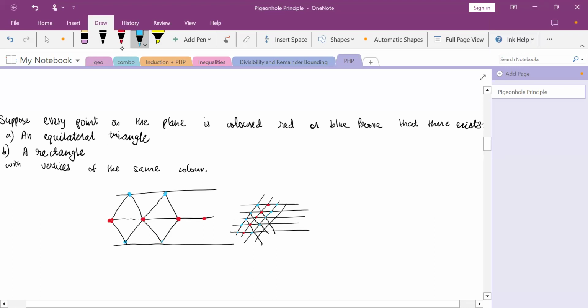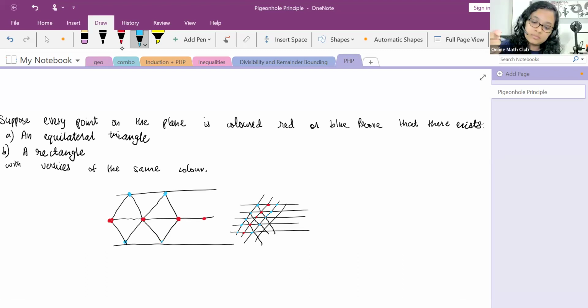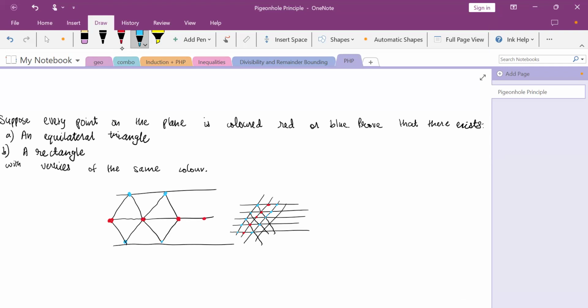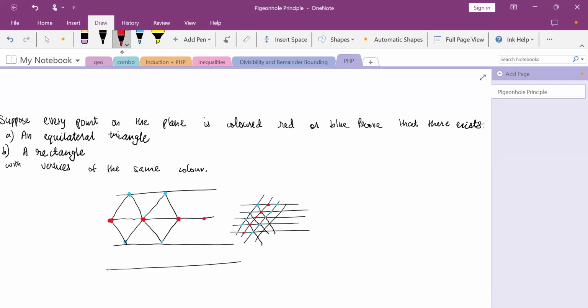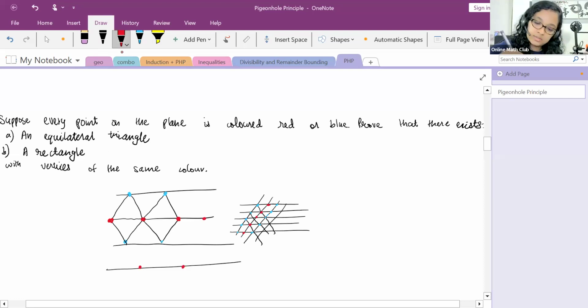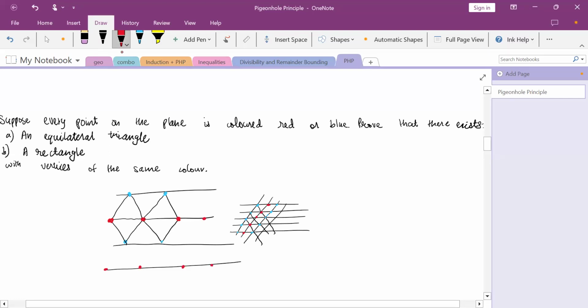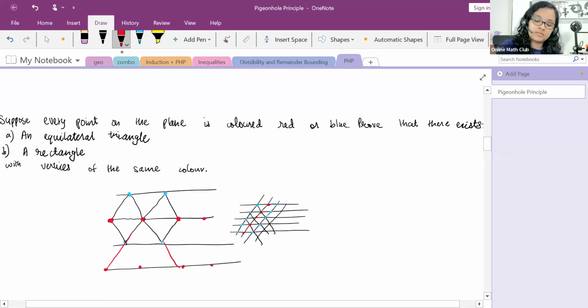But now, if we draw another line below the blue line, then it must be red, and that makes the middle line and the lower line form an equilateral triangle, no? You mean like this? Yeah. So the point in the lower line and the point in the middle line, both red, make an equilateral triangle. Yeah.